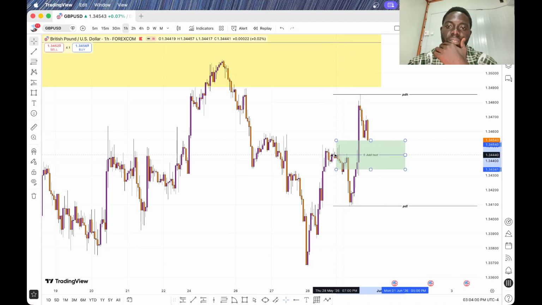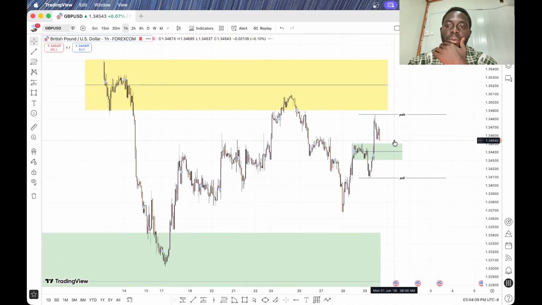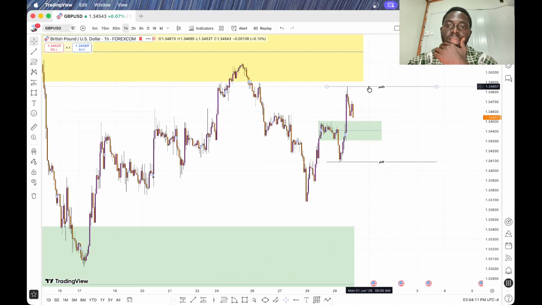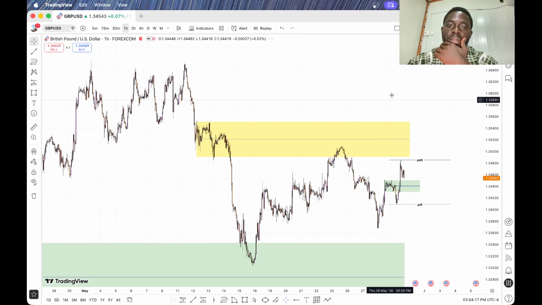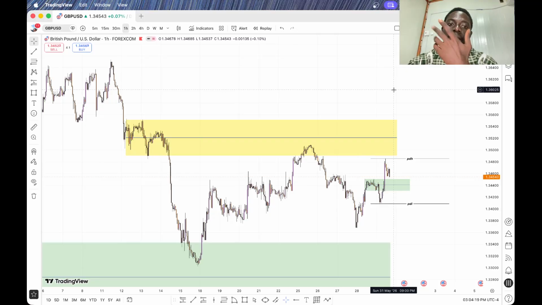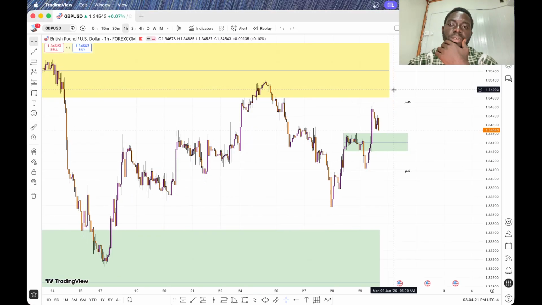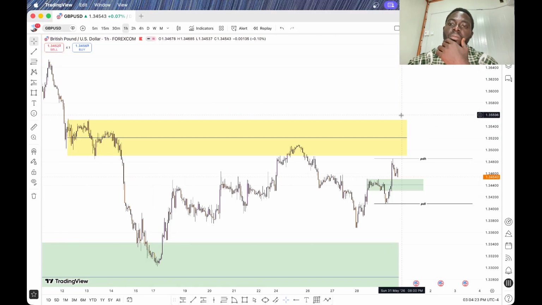So let me refine this level. Let me refine it to this, play in this level, and then continue going back up, ultimately hunting this high and hunting this high too. But yeah, this is what I think for GBPUSD.